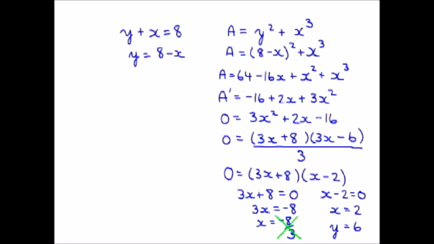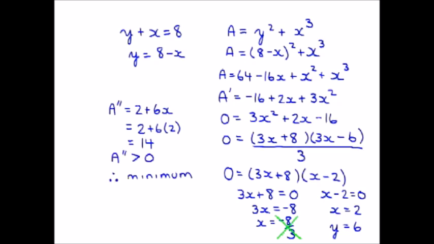Now, the only thing I have to check is if this is indeed the value of x which produces a minimum value for A. So I find A double prime, and it's 2 plus 6x, and I substitute in my value of x, which was 2, and I get an answer of 14. So what we can see here is that A double prime is indeed greater than 0, and that tells us that we are indeed dealing with a minimum.